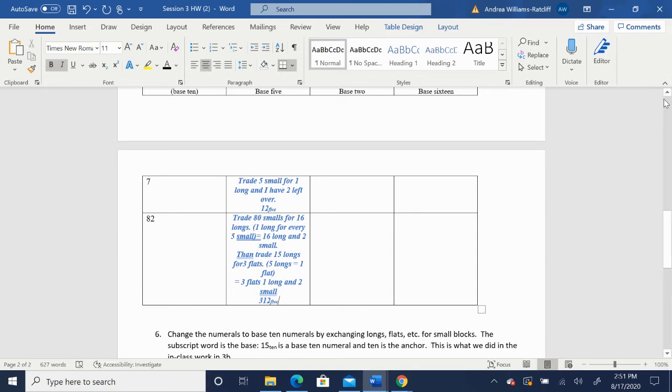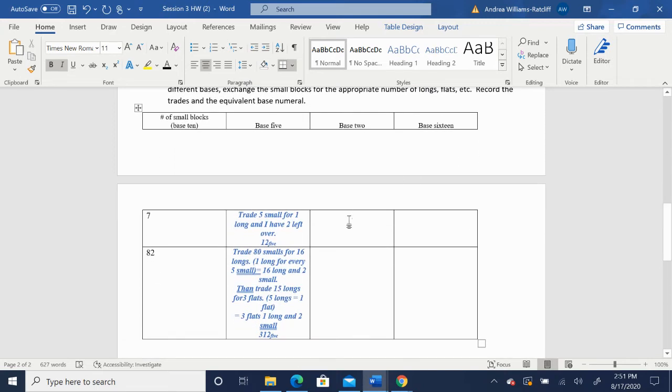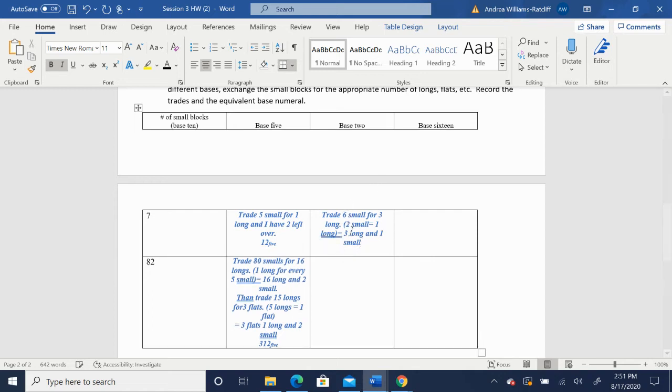All right, so let's go back up. Let's do base 2. Base 2 might take us a while. In base 2, I'm going to trade 6 small for 3 long, because 2 small equals 1 long. Why? We're in base 2. That gives me 3 long and 1 small, because that 1 was left over. I only took 6.